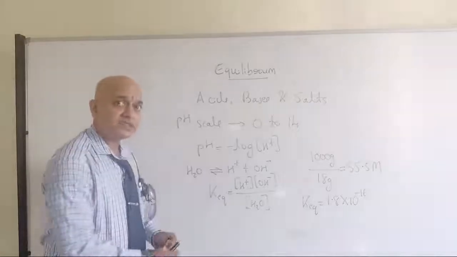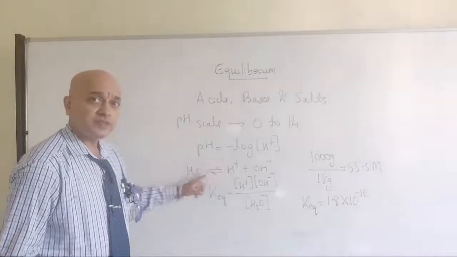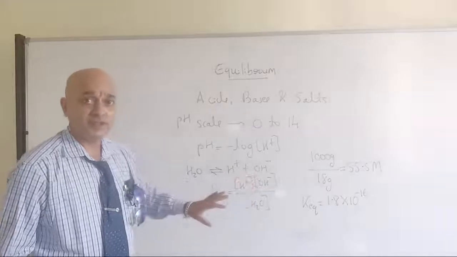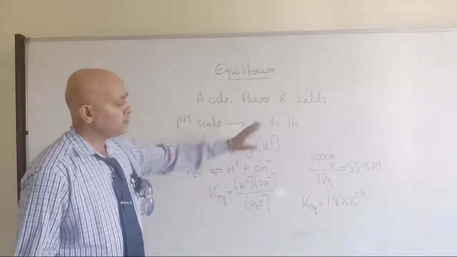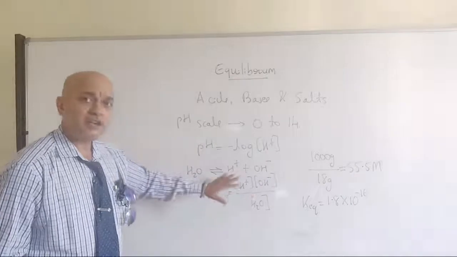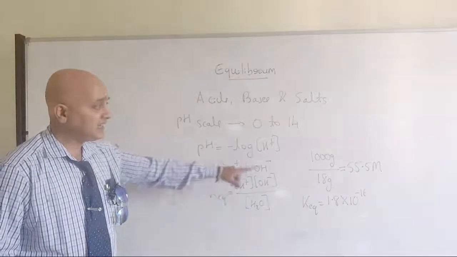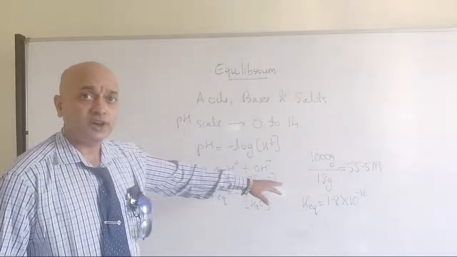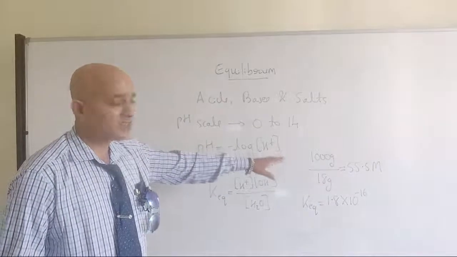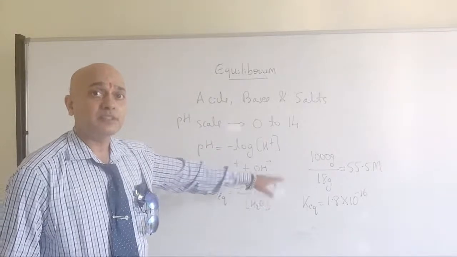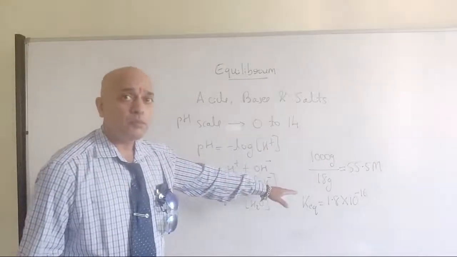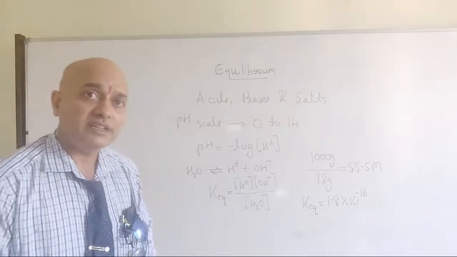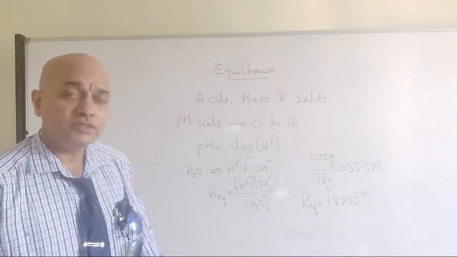All of you have understood this one? Any doubts? Why is the pH scale 0 to 14? That's what we are identifying now. So all of you have understood this much? Any doubts? How did we get 55.5 moles? That is because 1000 gram divided by 18 gram. So given mass divided by the molecular mass of water, 18 gram. All of you have understood? Any doubts?